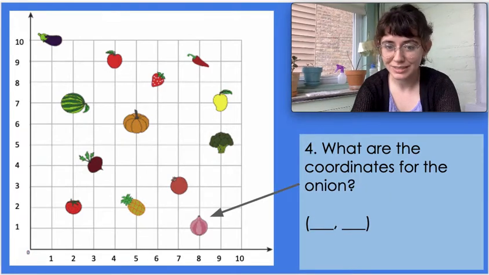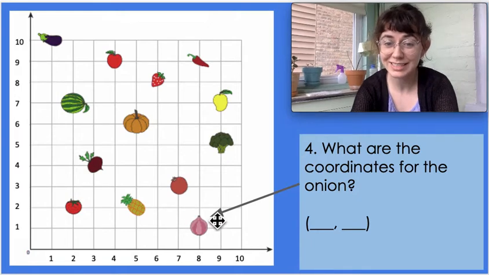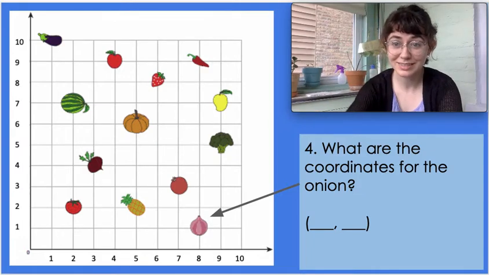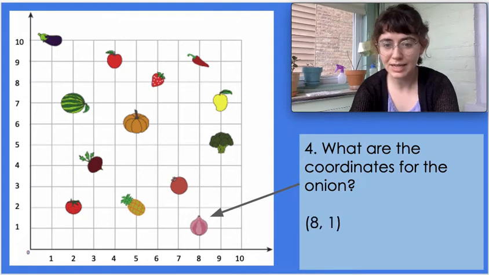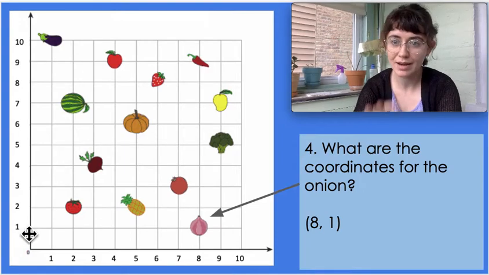Last fruit. Well, or vegetable. This is an onion. So what are the coordinates for this onion? Remember, write the bottom number first, side number next. The coordinates for this onion are 8, 1. We go 8 on the bottom number line and 1 on the vertical number line.